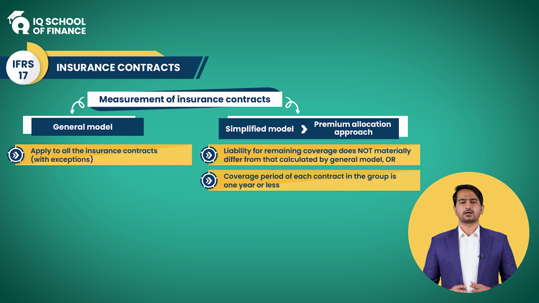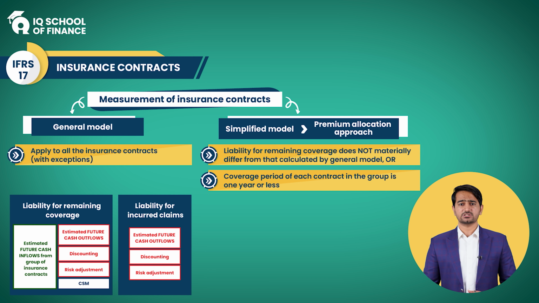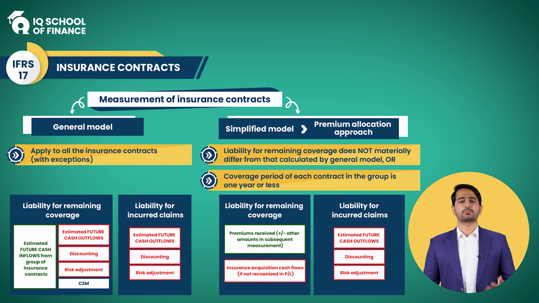Let's clarify a bit. Under the general model, you calculate the insurance contract liability by adding the liability for remaining coverage, which refers to the future, and the liability for the incurred claims. We have already learned about these components. Under the premium allocation approach, the process looks quite similar. You still calculate the insurance contract liability by combining the liability for remaining coverage and the liability for incurred claims. However, the key difference is that the liability for remaining coverage is calculated simply based on the unearned premium, adjusted for a few items without the detailed building blocks. This simplicity is what sets it apart, while the liability for the incurred claims remains the same as under the general model.